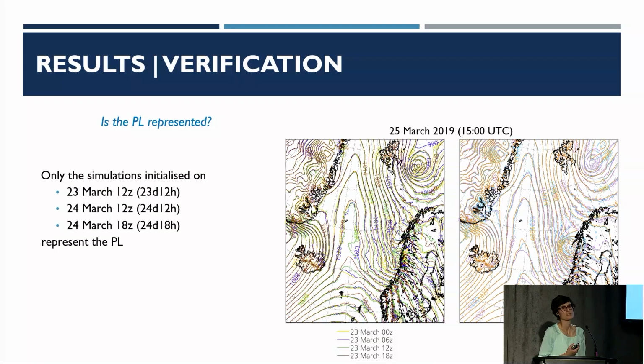So the first question is, is the polar low represented in the simulations? And the answer is yes, but not in all of them. You can see an image here of the sea level pressure contours on the 25th of March at 3, which was when the polar low was well developed. And as you can see, regarding the simulations that were initialized on the 23rd of March, there's only one of them which captures a low, but it's almost half the size of the real one. And only 2 simulations of the ones which started on the 24th actually captured the polar low.